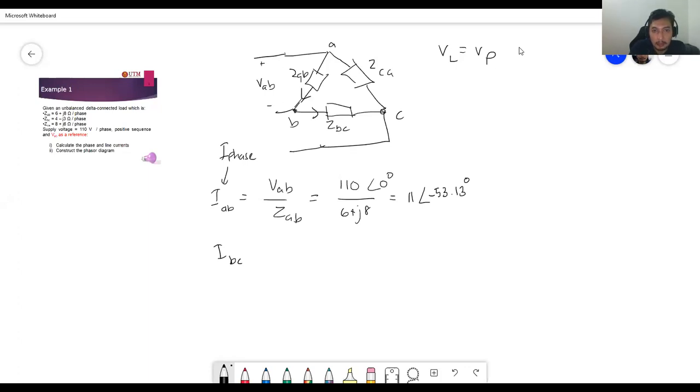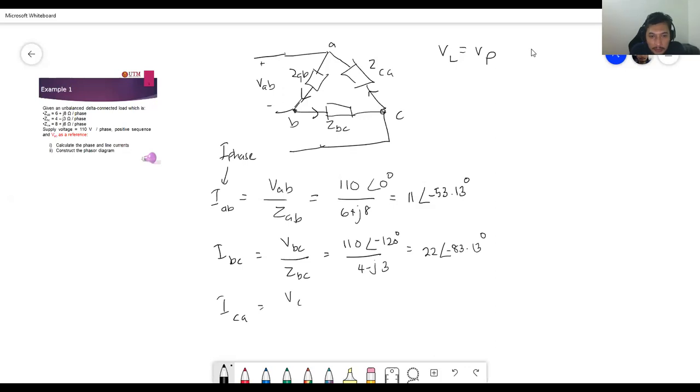Okay, and IBC, so this is IAB, IBC, and ICA. So this one is actually VBC and then ZBC. And for VBC, the magnitude is the same, 110. Okay, and since it's a positive sequence, meaning that the angle is negative 120 degrees from the VAB. Okay, so ZBC is 4 minus j3. So we can calculate the value is 22 ampere with an angle of negative 83.13 degrees.